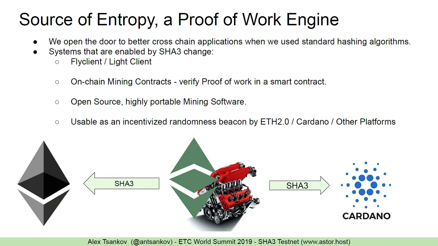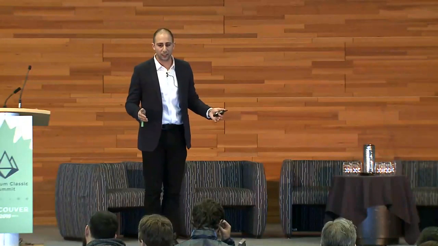And then finally, Ethereum Classic can become an incentivized randomness beacon, which is something that I think is tremendously important for ETH 2.0. I think it's useful for Cardano and a variety of other platforms.